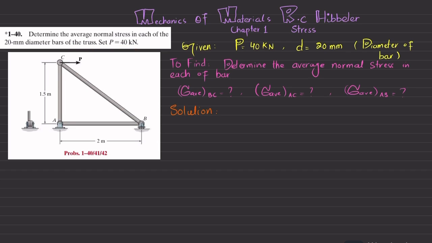You can see this is the truss that is made of bars AB, AC, and BC that have a diameter of 20 millimeter, and P is equal to 40 kilonewton. So you have to determine the average stress in each bar: BC, AC, and AB. So let's start with the solution.